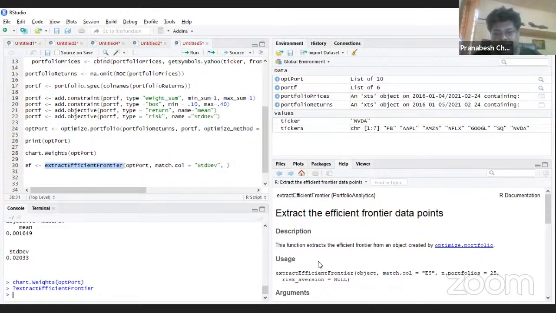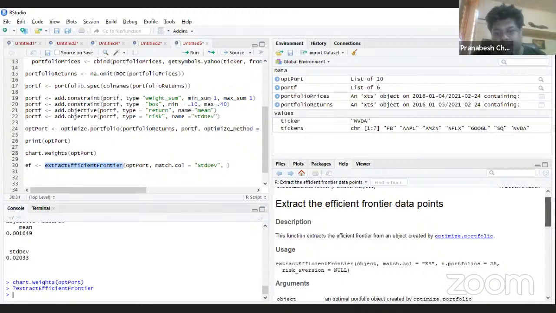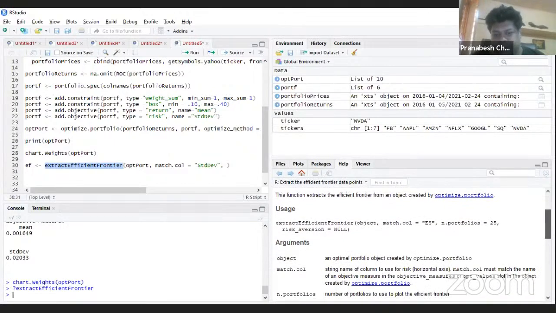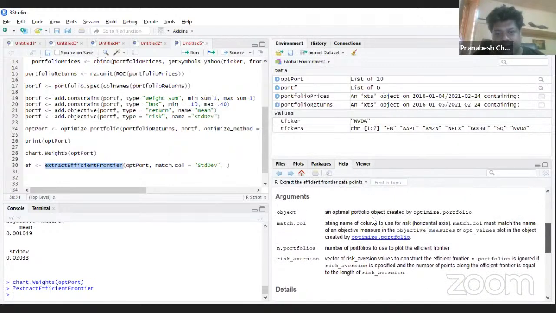Extract efficient frontier extracts the efficient frontier from an object, right? The object here is our optimized portfolio. What is match.column? It is the string name of the column to use for risk, the horizontal axis. It must match the name of an objective measure or optimum values slot in the object created by optimize.portfolio. So that is our standard deviation.